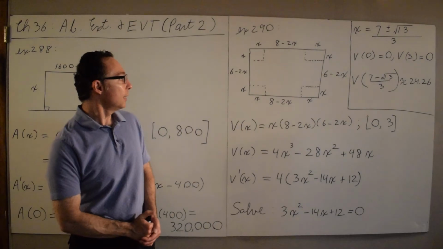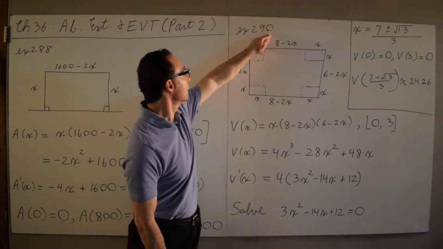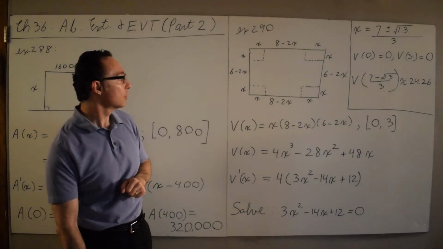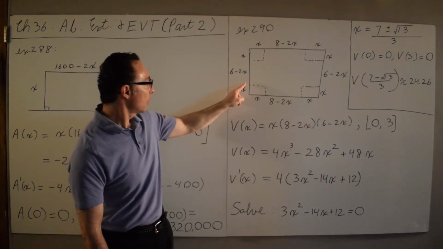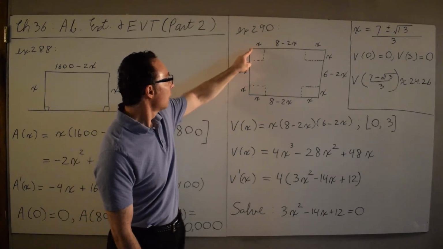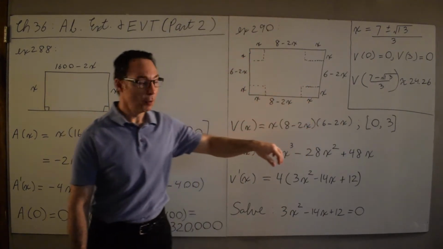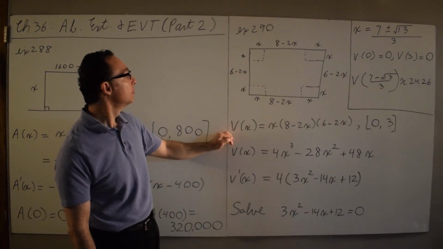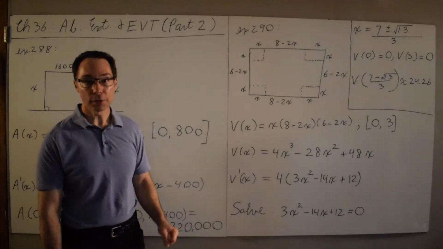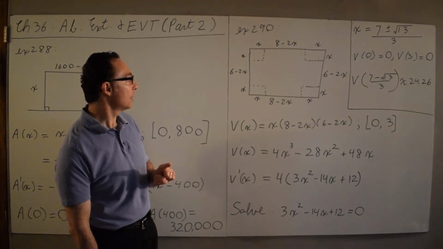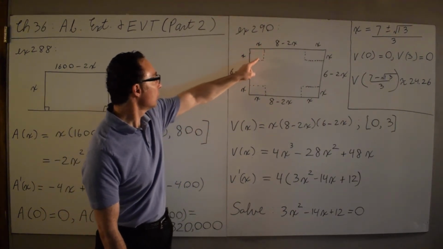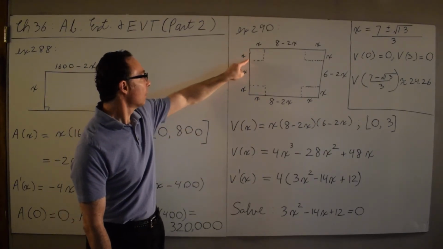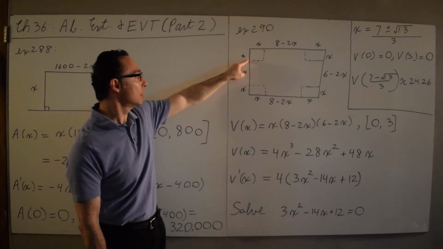Example 290. You might recognize this. Part of this problem, the volume part, was in an earlier assignment. Here we're going to cut a square out of the corner of a piece of cardboard, fold the cardboard up, and we want to maximize the volume. Again, this comes down to one decision. What size square should be cut out of each corner? We label that side length X. That's the decision we make.